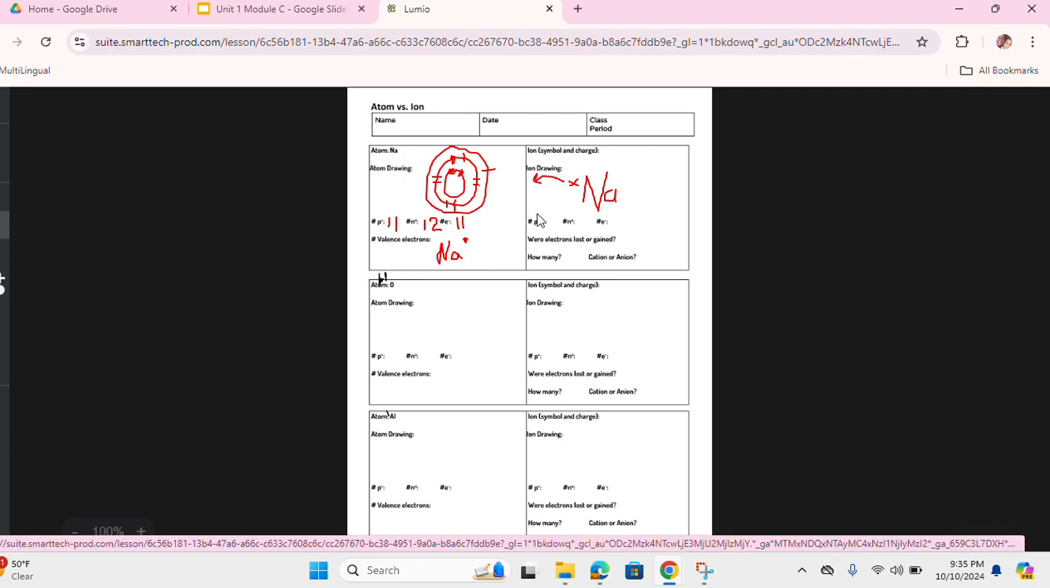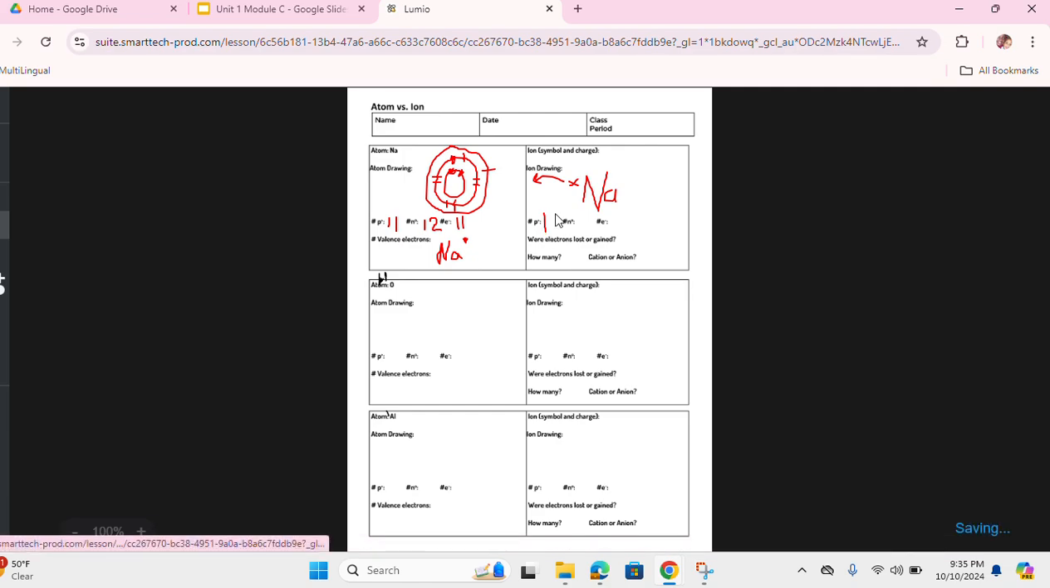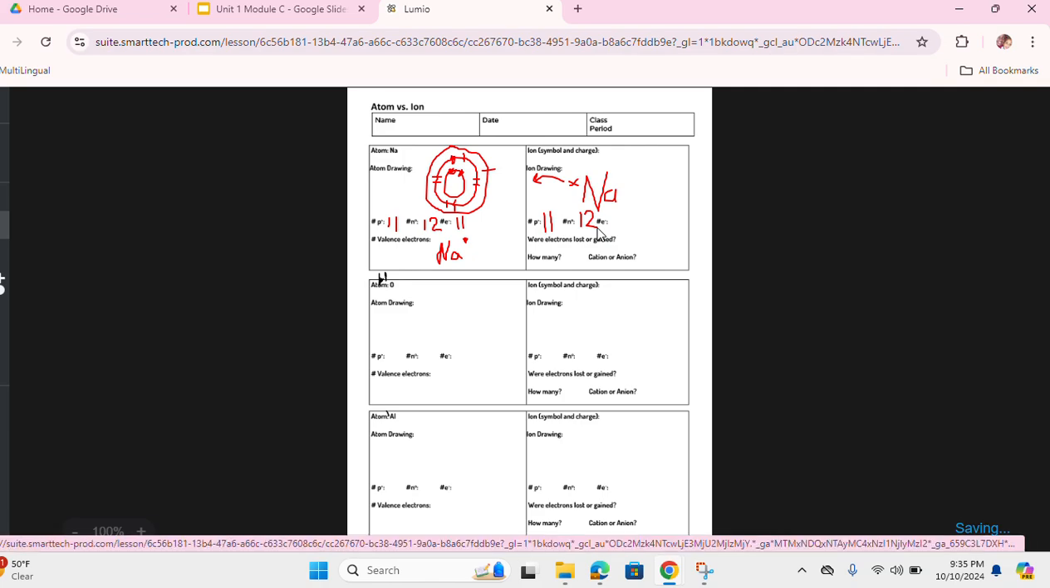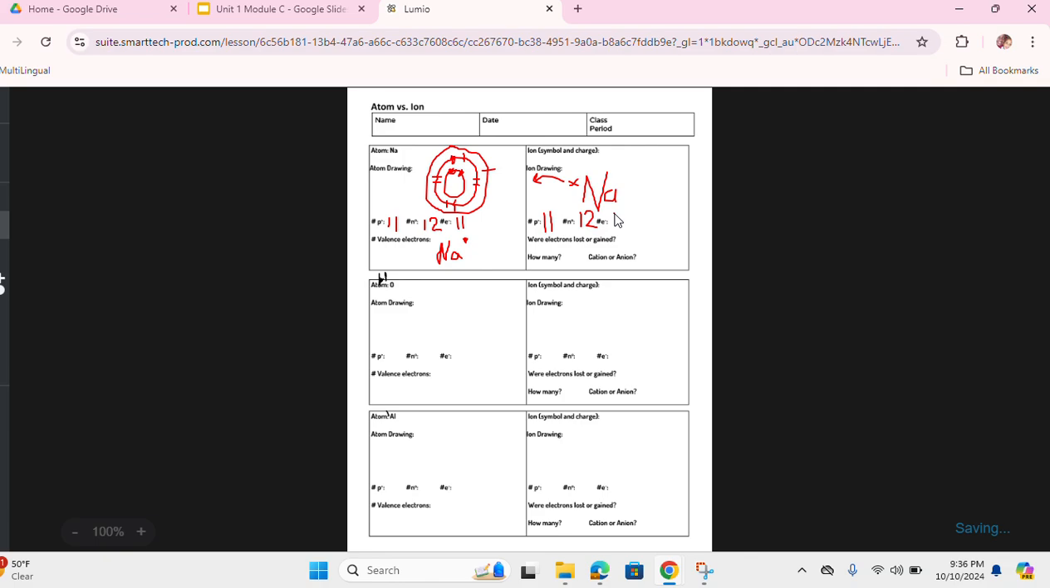So now we have 11 protons, 12 neutrons. So in this case, the number of protons doesn't change. The number of protons will never change. The number of neutrons doesn't change. But now we have one less electron because sodium gave that away. So we have 10 electrons.